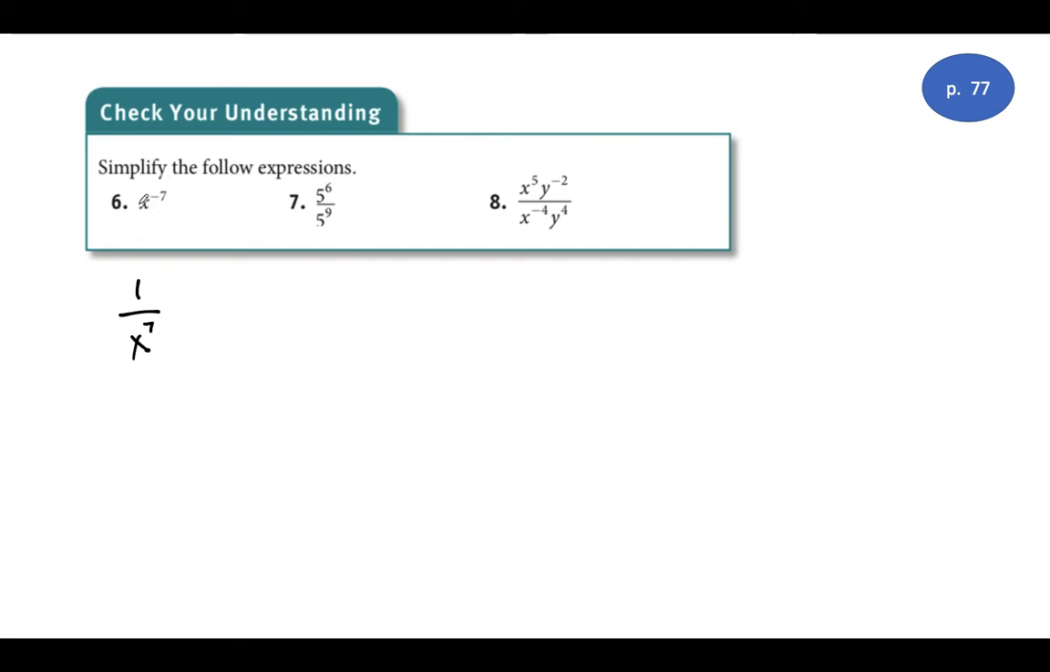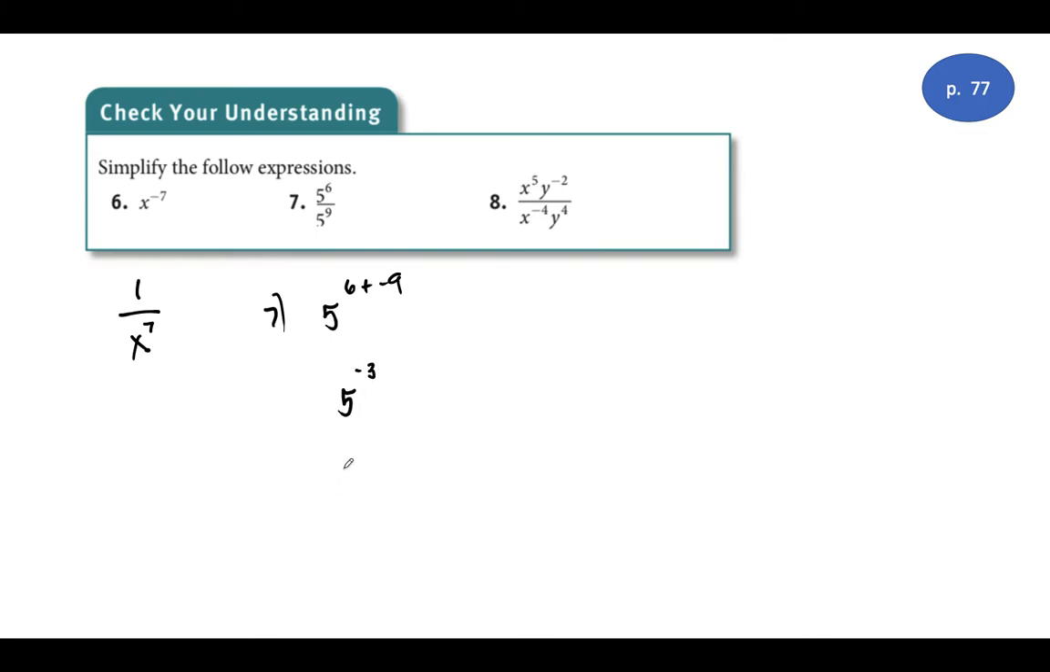So the x to the 7th power moves into the denominator, and it's not negative anymore. It's positive because it is where it belongs. So this is 6. Problem number 7. 5 to the 6th power divided by 5 to the 9th power. So I'm going to subtract the exponents, or in my case, add a negative. And I will get 5 to the negative 3 power.